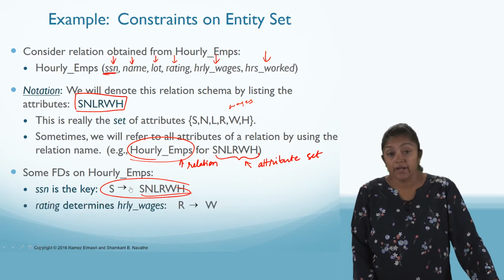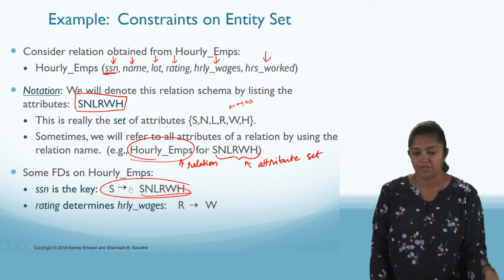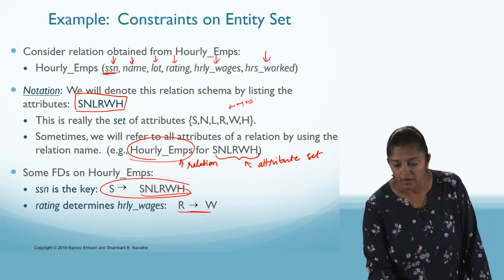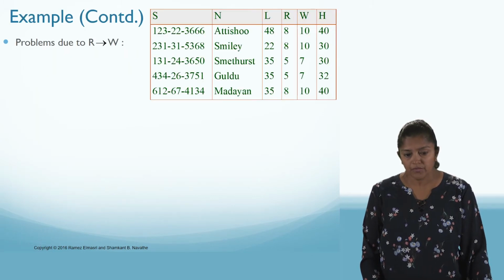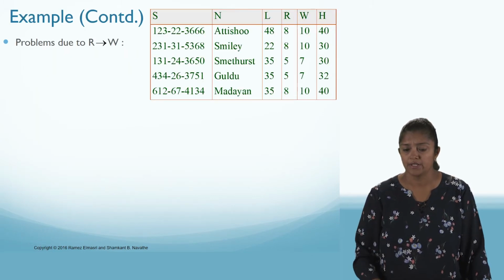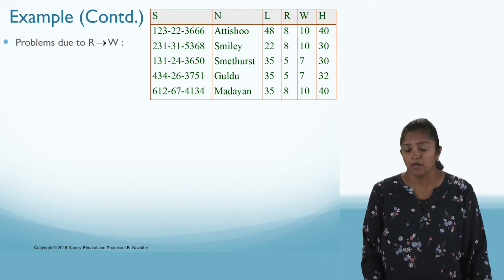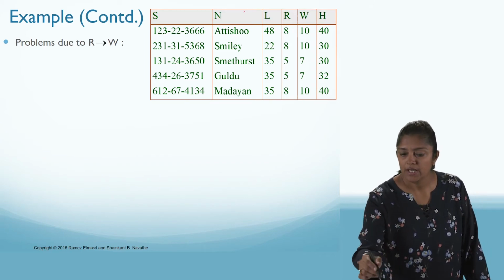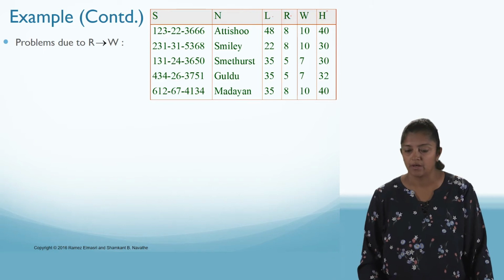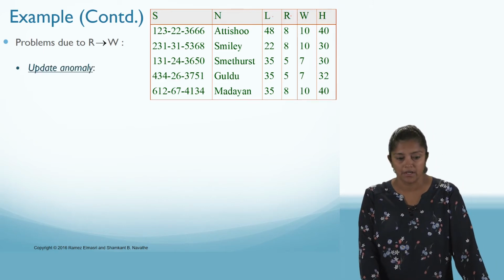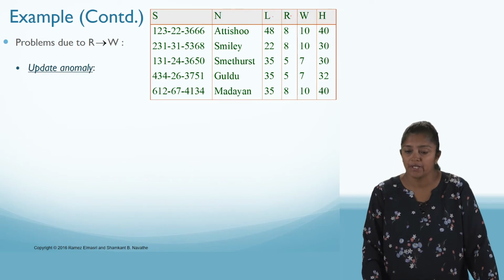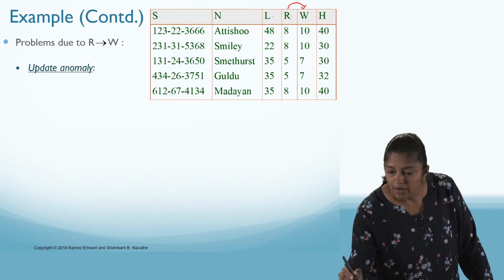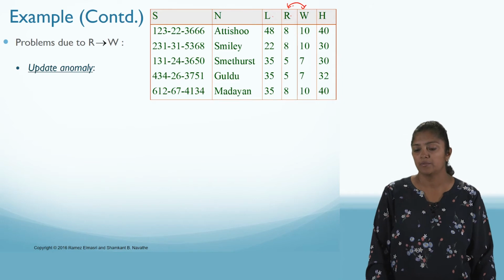Next we see that rating determines hourly wages. So basically R determines W. We'll continue with that, and here's an instance for that same relation. So we have our S, N, L, R, W, and H values. There's some instance data here. We'll look at some problems that are caused due to a functional dependency that exists between R and W. We see that R determines W.